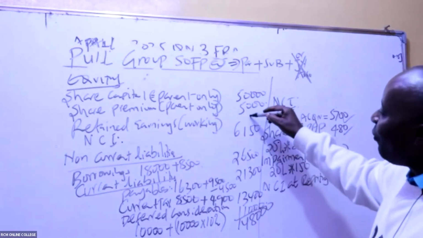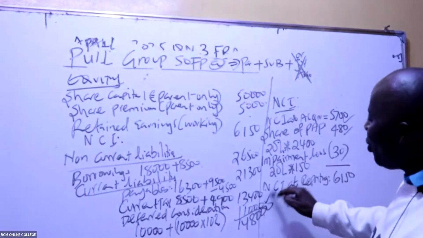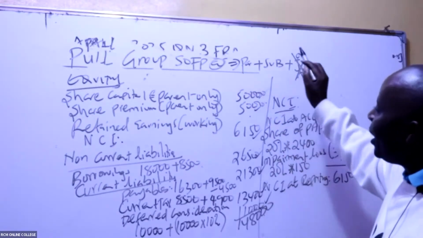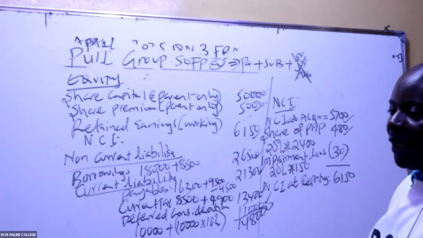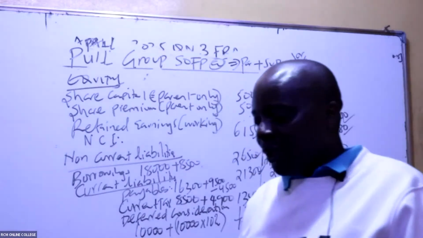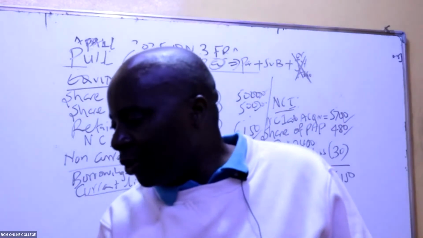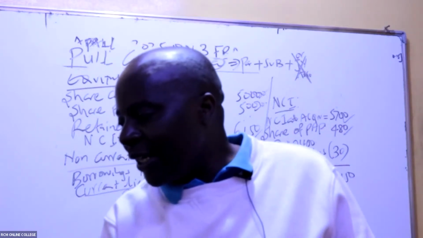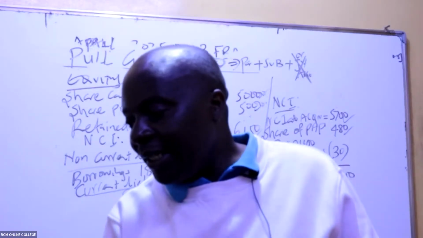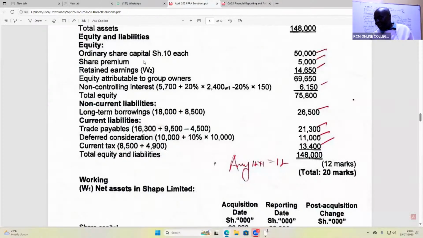So if you want to get the balancing figure, which is retained earnings, you take 148,000 and subtract this, subtract this, subtract everything. You'll be able to get retained earnings. Are you able to get it, my good students? Anybody who is able to subtract that very fast? Yeah, they are getting 14,650, isn't it? That is the easiest way of getting the retained earnings figure. Let it be a balancing figure.